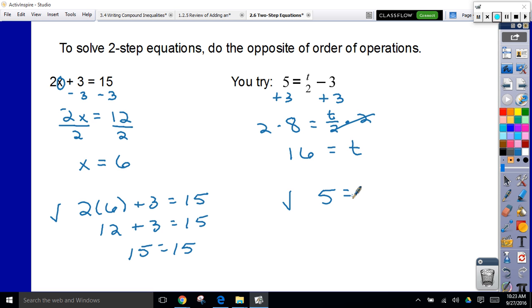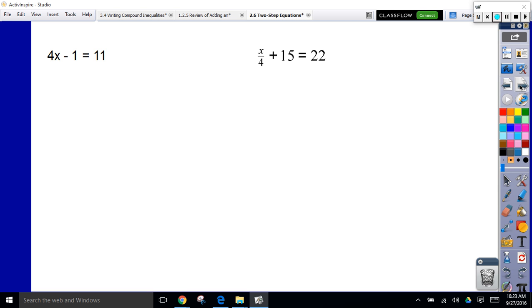Let's check that. 5 equals 16 over 2 minus 3. 16 divided by 2 is 8, and 8 minus 3 is 5. So we get 5 equals 5. Okay, any questions so far? Moving on to the next slide.